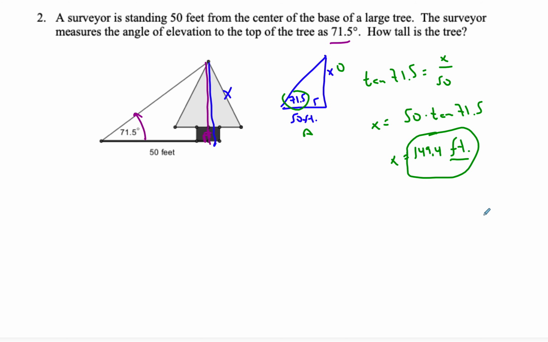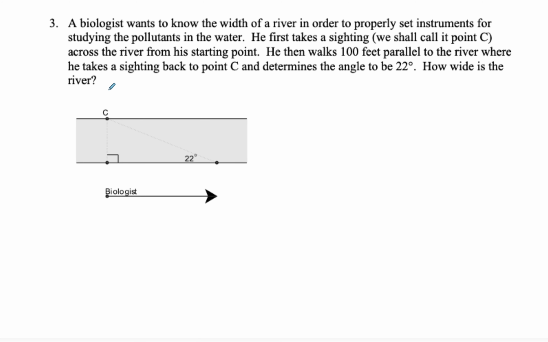All right. The next problem is another application, same idea. It's kind of hard to see, but there's actually lines in here, right there and there, forming a right triangle. So the biologist wants to know the width of the river, that is how far across directly. We'll call that x, right? First takes a sighting, we call that point C here, and then walks back 100 feet parallel to the river. So that means he had to walk back. This side length would be 100 feet, and then measure this angle at 22 degrees.